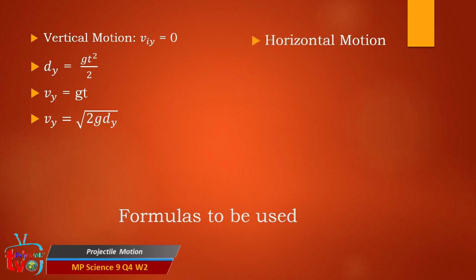For the horizontal motion, the initial velocity v sub ix is equal to v sub x. This means that the horizontal velocity of the projectile throughout the duration will not change. D sub x, or the horizontal distance traveled by the projectile, is equal to the velocity times the time. And the other term for d sub x is the range.